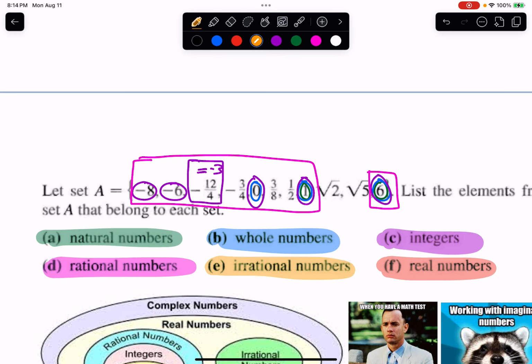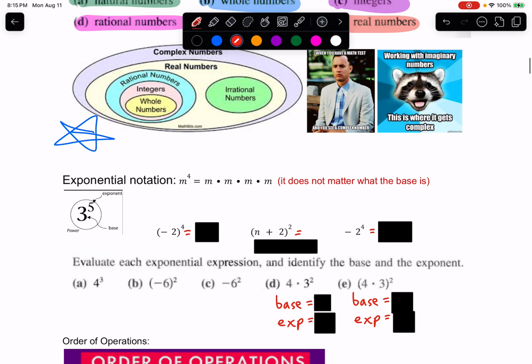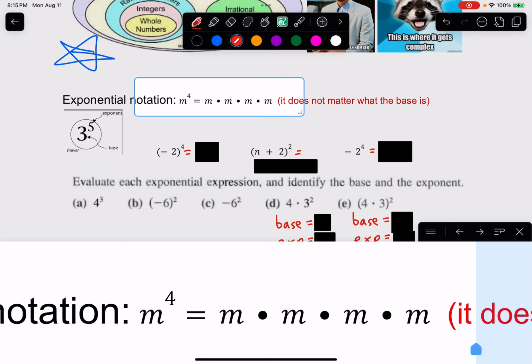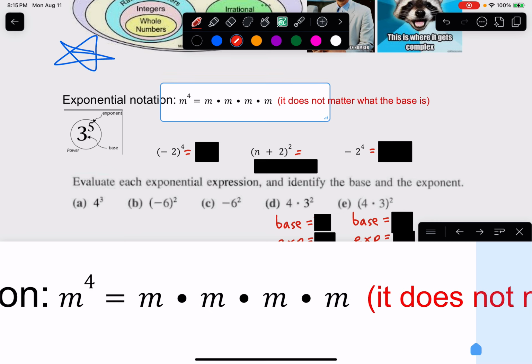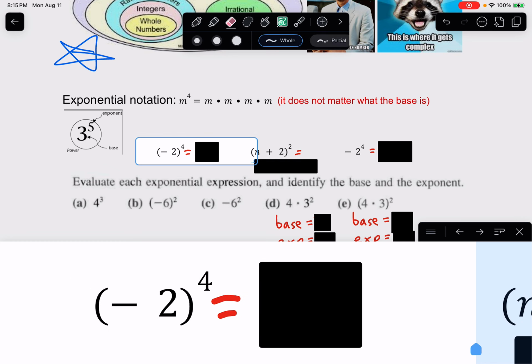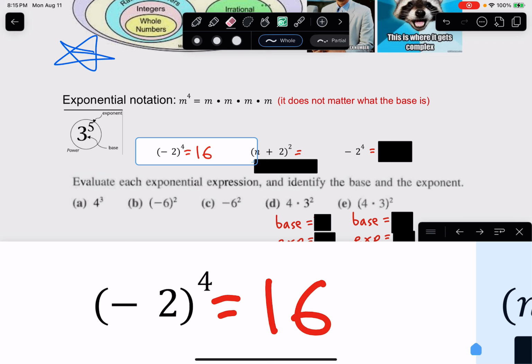Okay, let's keep going. We're going to switch gears here a little bit and talk a little about computation and PEMDAS, okay? Exponential notation, right? So what is an exponent? Exponents are just repeated multiplication, right? So when I ask you to do (-2)⁴, that's -2 times -2 times -2 times -2, right? And when we multiply an even number of negatives, we get a positive. So this is 2⁴, that's +16, okay?